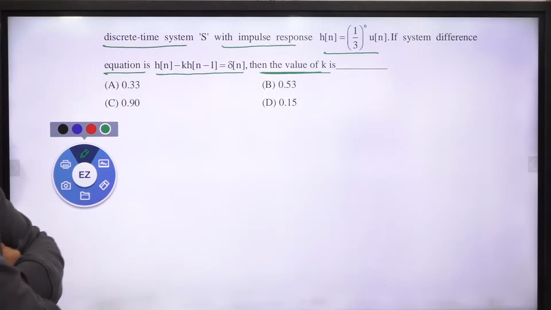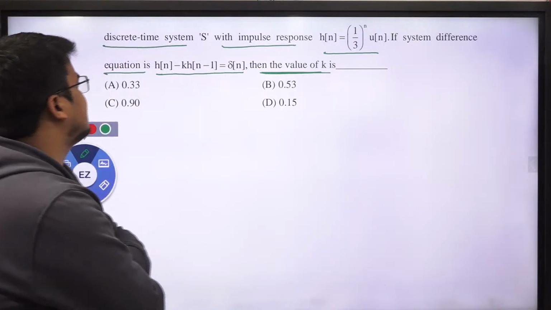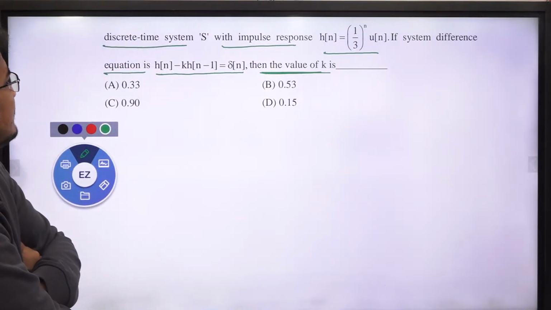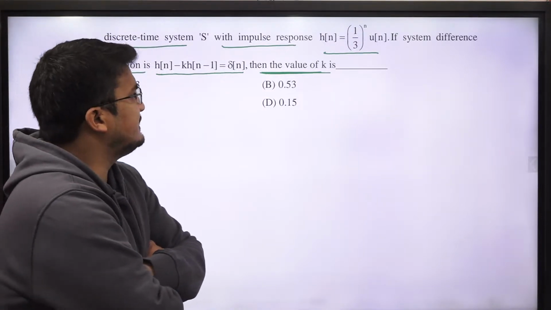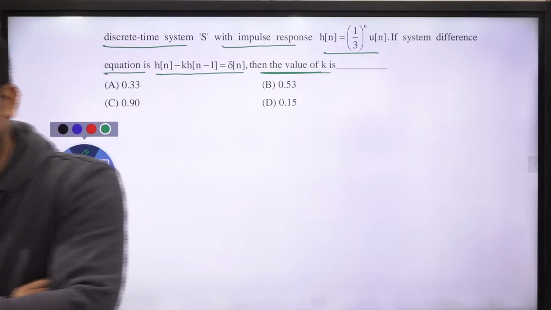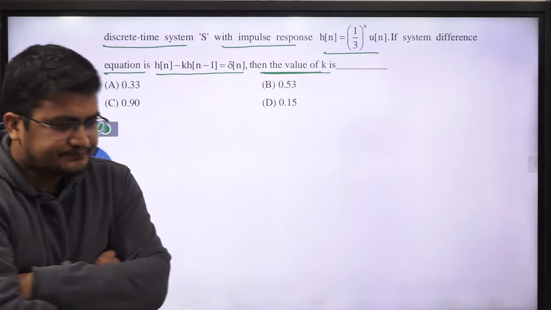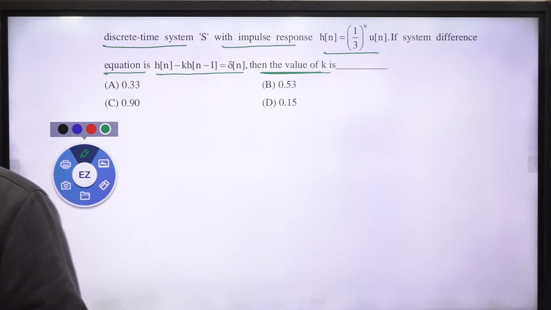Again repeating, any discrete LTI system with impulse response is given. If the system difference equation is h of n minus k times h of n minus 1 is equal to del of n, then what will be the value of K? Do it fast please, tell me the answer.